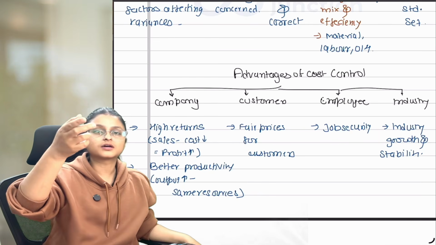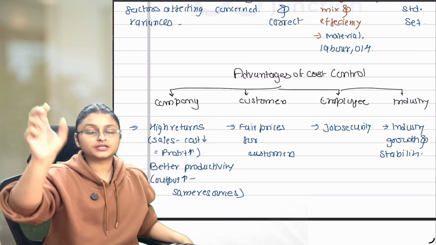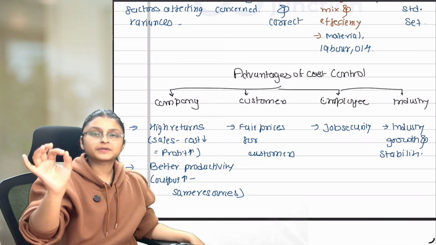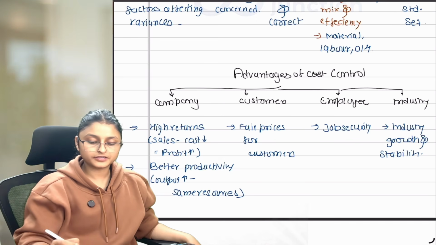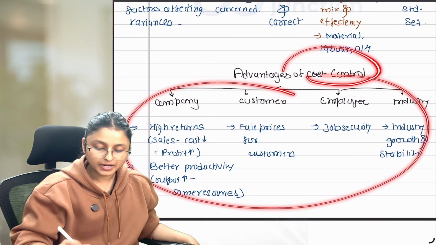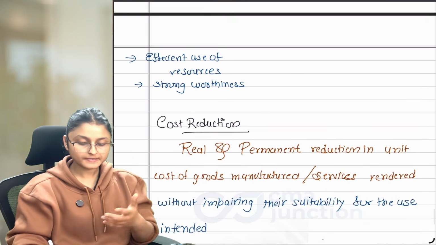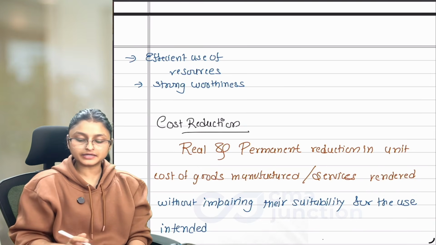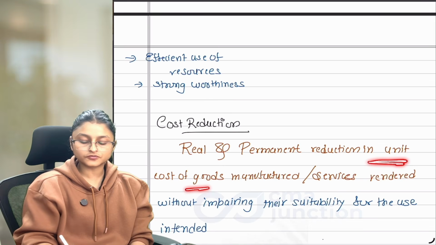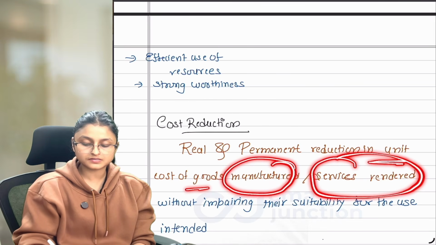Next comes worker. Worker gets job security. Customers get fair prices. Industry gets growth and stability. So these are the benefits of cost control for different parties. Next, cost reduction. Cost reduction is about real and permanent reduction in unit cost of goods manufactured or services rendered.